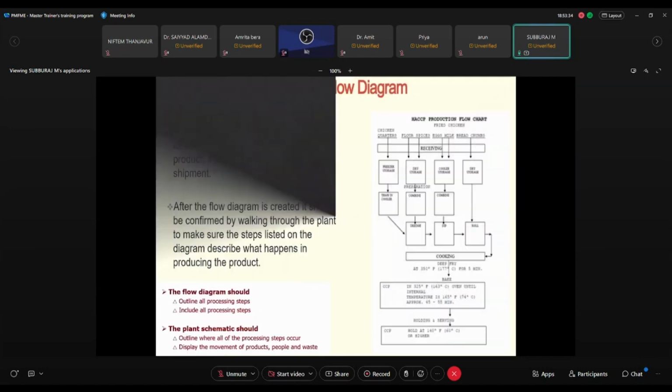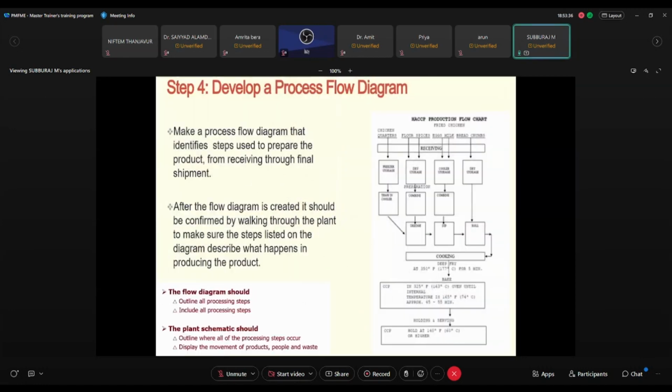Let us see the next slide, it is very clear. This is one model of a production flow chart diagram. You see, I am going to make fried chicken. Fried chicken means, what are the raw materials needed for receiving? That means chicken quarters, flour and spices, egg, milk, and bread and crumbs. So all the materials I am receiving there.